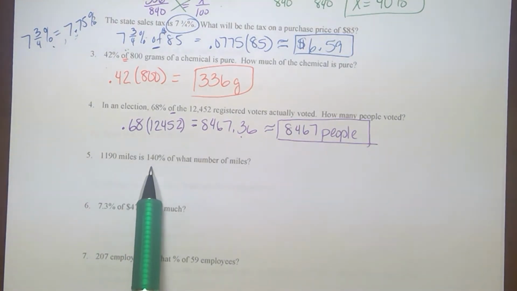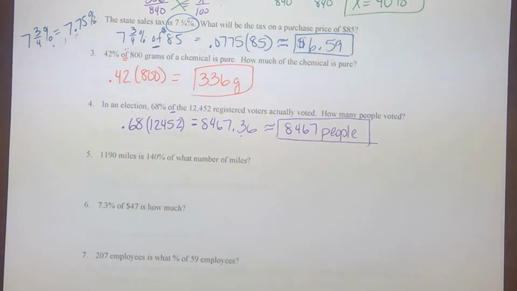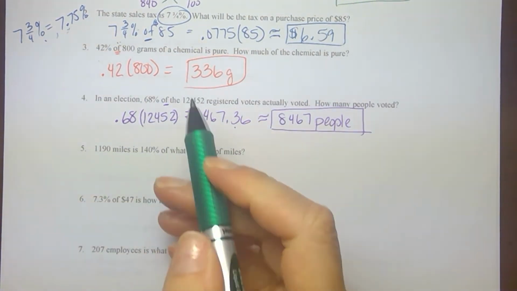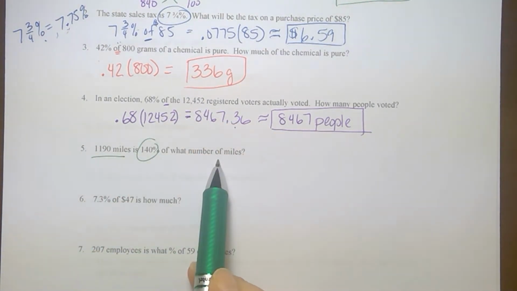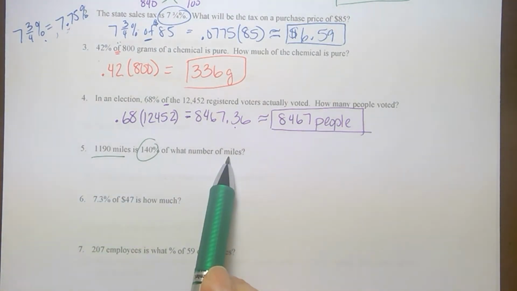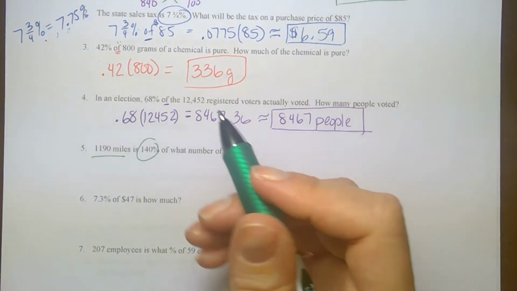All right. 1,190 miles is 140% of what number of miles? Now this can be set up as a percent proportion, but it reads more easily to me as what I would call a percent equation. So we're going to interpret it as an equation, and then I'll show you how to set it up as a proportion. One thing that I want to make note of is that we have been given an amount that is 140% of an original number of miles, which means this is going to be more than the original, because 140% is more than 100%.